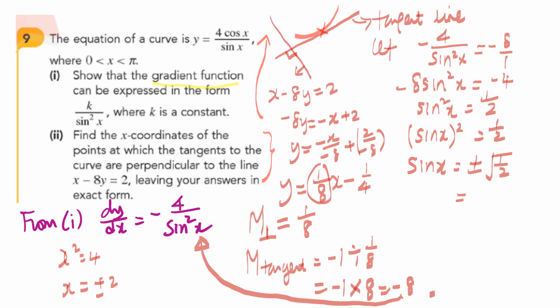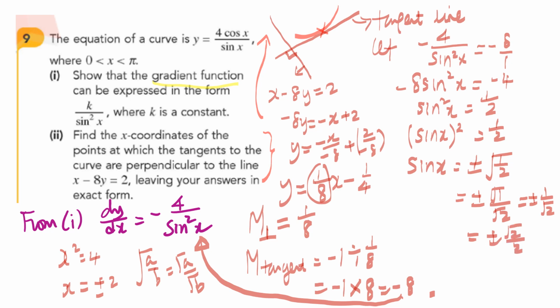First concept. Second concept, you need to remember your surds. What is that? If you have square root of a over b, that gives you square root a over square root b. So here will give you plus minus square root 1 over square root 2, and square root 1 is 1, so plus minus 1 over square root 2, and if you rationalize it, you will get plus minus square root 2 over 2. Right, so if you look at the question, you're asked to find the exact form.